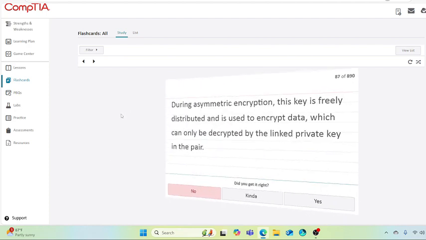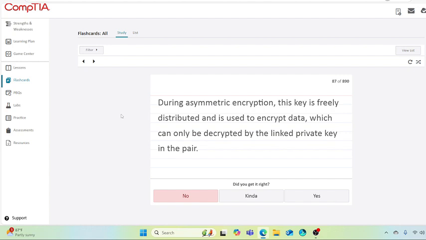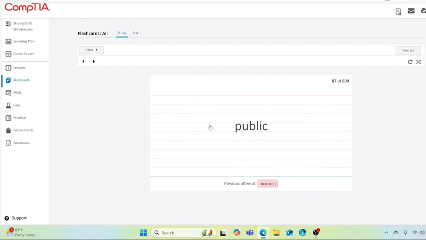Public key. During asymmetric encryption, this key is freely distributed and is used to encrypt data, which can only be decrypted by the linked private key in the pair.